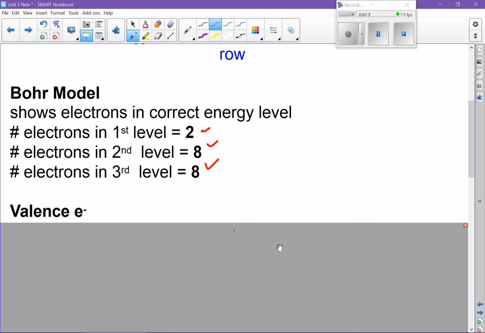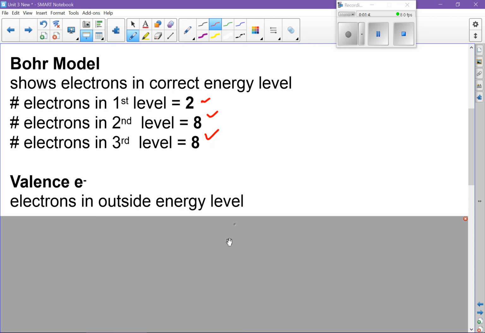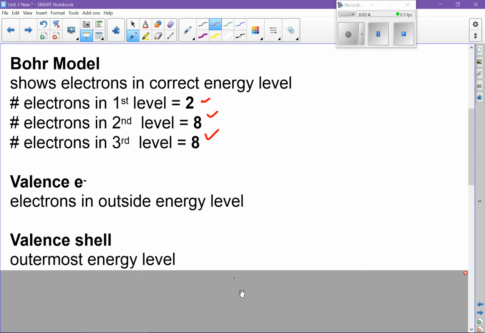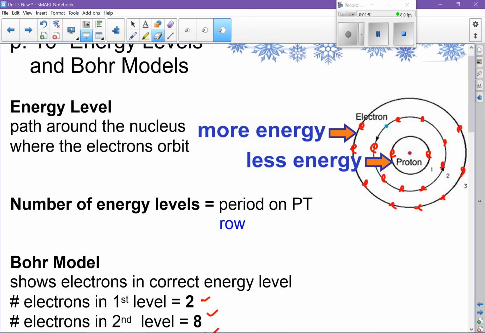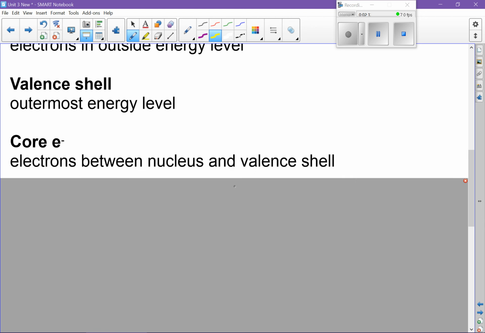Okay. So, remember that in those energy levels, the outside one is where the valence electrons live. And that is called the valence shell. So the valence electrons are what live there, and the valence shell is where they are. So if I go back to my example up here, erase some of this. This is the valence shell, that energy level, and any electrons that live there would be the valence electrons. Okay? The ones on the inside, if you remember, are called the core electrons. They're between the nucleus and the valence shell.